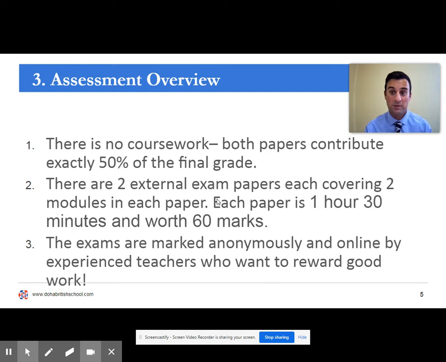How are the exams marked? Well, it's online by history teachers and it's anonymous. They only work with a candidate number. They don't know who the individual or the school is. And they are really keen to make sure that good students are awarded with the highest mark possible. It's not about catching you out at GCSE, it's rewarding the knowledge you show.